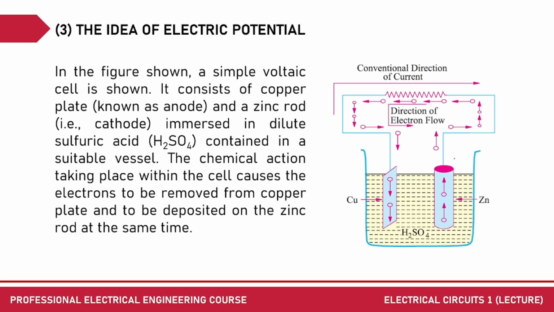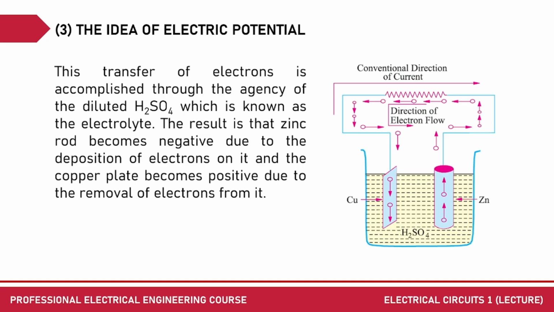Okay, so you may notice there that the flow of current is from the zinc itself, and this is the direction of the electron flow, that arrow that I am writing in red, and it goes back to the copper itself. So meaning to say, there is a particular entity or force that pushes the electron. Now, this transfer of electron is accomplished through the agency of the diluted H2SO4, which is known as the electrolyte.